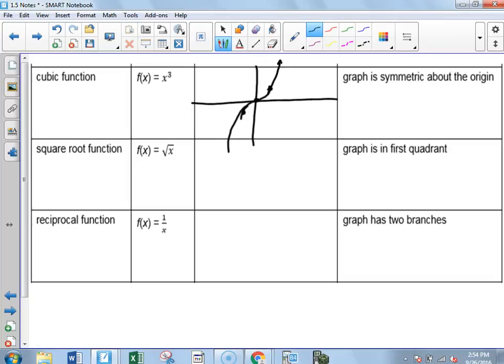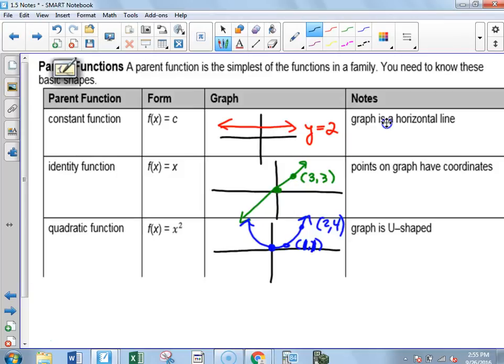The next time it hits a nice ordered pair would be clear up at 2, 8, because it's cubed, right? So I haven't drawn it very well. This graph has symmetry where? With the origin symmetry, which makes it an odd function. That's a concept we struggled with on the quiz a little bit. Have we done one that was even? This one was y-axis symmetry, right? So it was an even function.